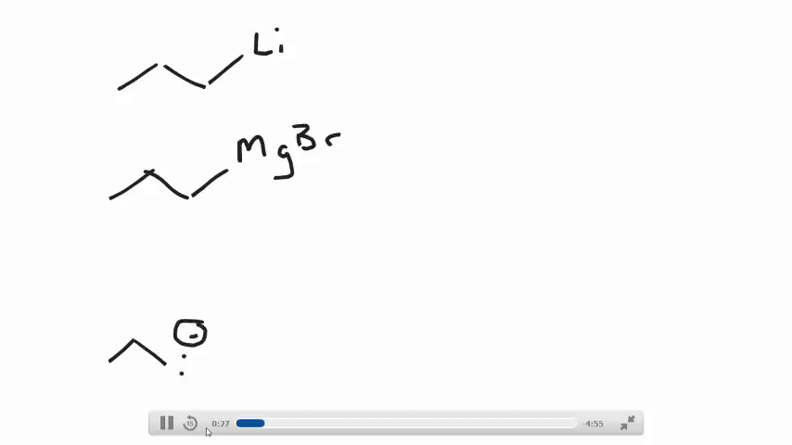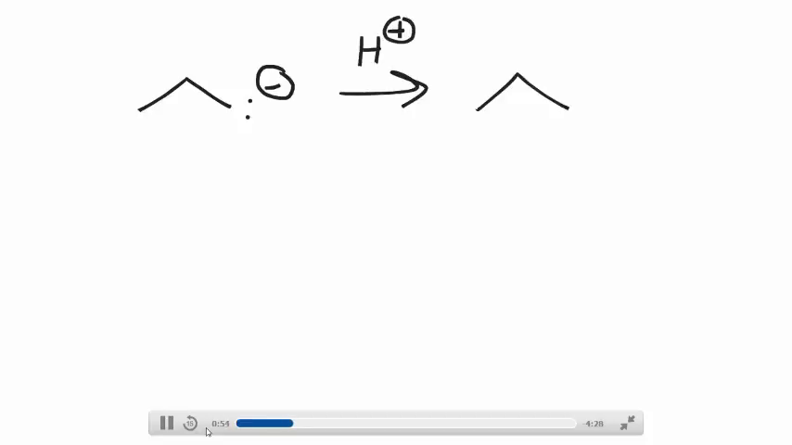You have your carbanion, your cation, in this case the other anion. All three of these could do the same chemistry. Be aware, these are fantastically strong bases, and that's because the corresponding conjugate acids are so weak. So this guy's conjugate acid, if it were to pick up a proton, would be propane.